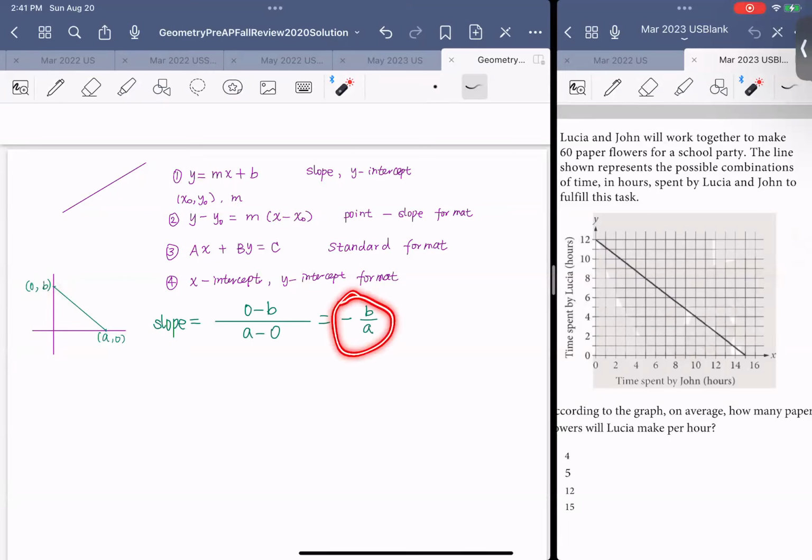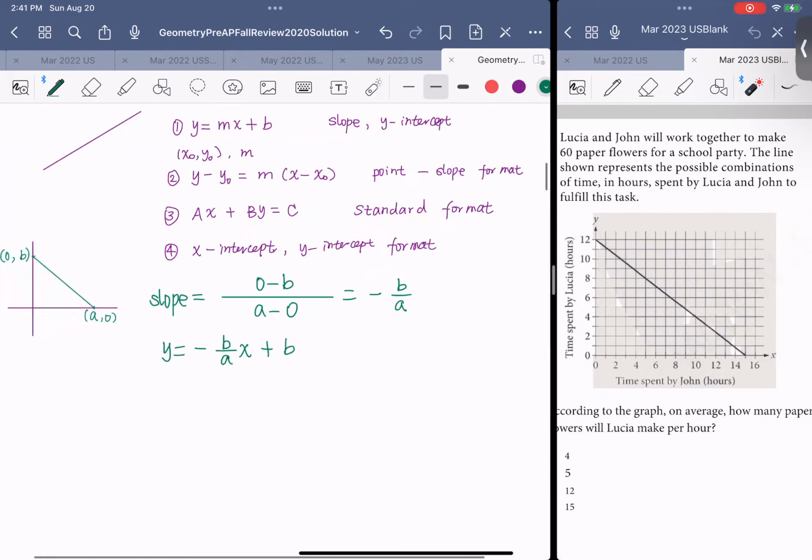You have this as your slope. Let's use this format. Go ahead. So y equals negative b over a times x plus b. Good. So far, so good? Yes.